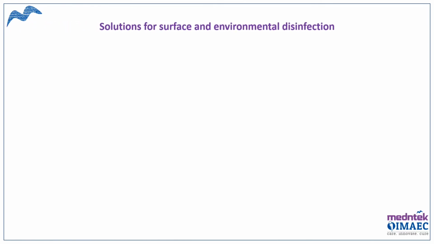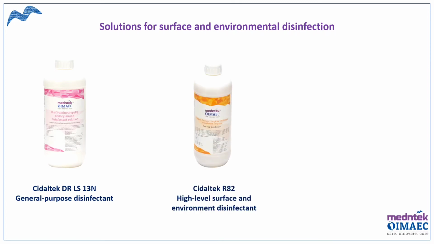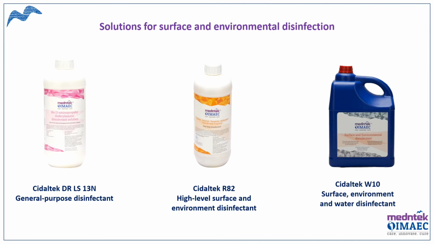Solutions for surface and environmental disinfection provided by IMAEC are the Disinfection DRLS 13N, which is a triamine based general purpose disinfectant. Disinfection R82, which is a quaternary ammonium compound and is a high level surface and environmental disinfectant. Disinfection W10, which is a surface, environment as well as water disinfectant, composed of hydrogen peroxide and silver ions.